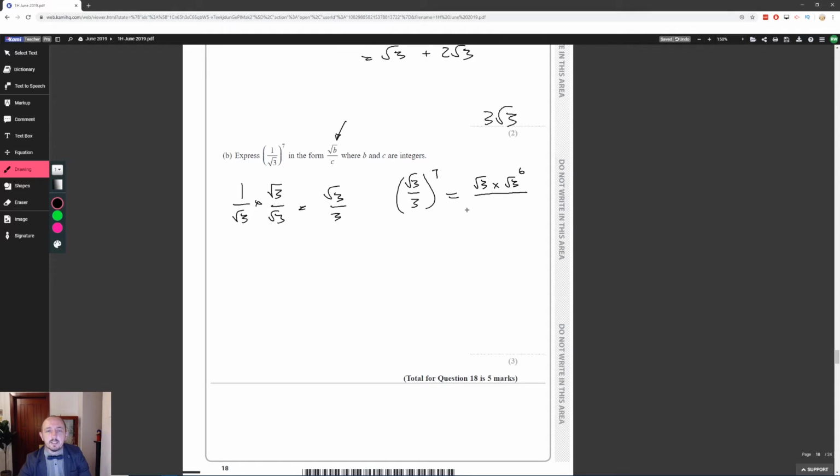And the denominator is going to be 3 to the 7 because we're raising everything to the power of 7, okay? The reason I've kept that even power there on the top is because root 3 is 3 to the half, and I times that by 6 to get 3 to the 3 over 3 to the 7, because I can actually now cancel these. So I've got 3 to the power of 4 when I do 3 cubed divided by 3 to the 7. Okay, so we've got root 3 over 3 to the 4 is 81, like that. So B is 3 and C is 81.